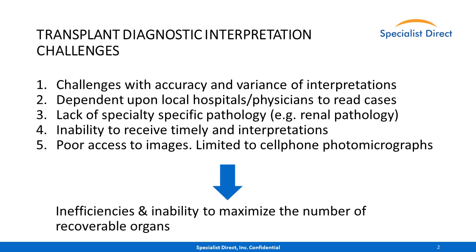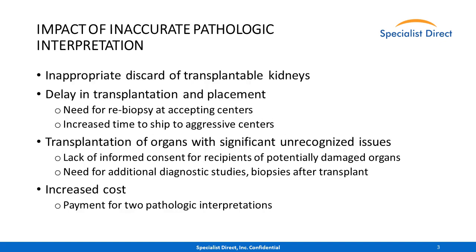We've talked about sharing of images, but we're seeing cases where it's not the fault of the OPO, but coordinators are having to snap cell phone pictures of images that clearly don't have the resolution for a pathologist to provide an accurate read. So the overall is really inefficiencies and inability to maximize the number of recoverable organs. In terms of the exact impact, we're seeing on the kidney side in particular, organs discarded that shouldn't be. We're seeing delays in transplantation.